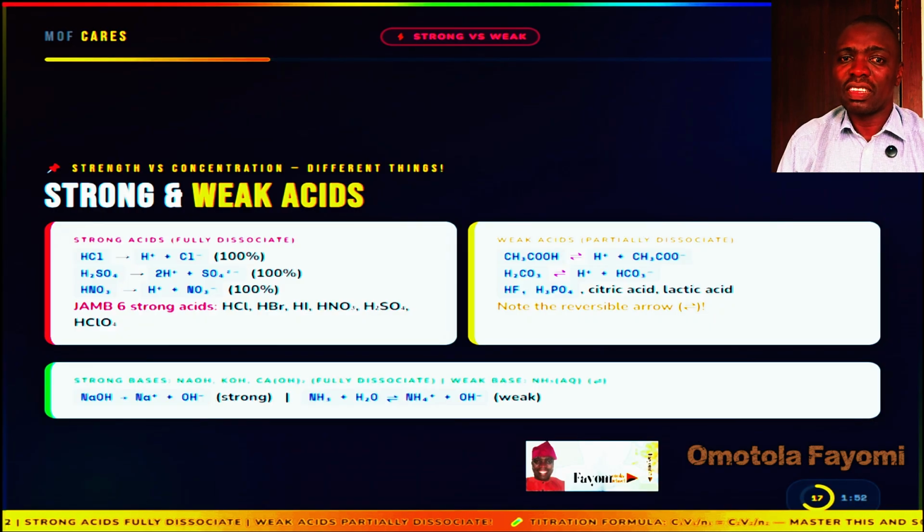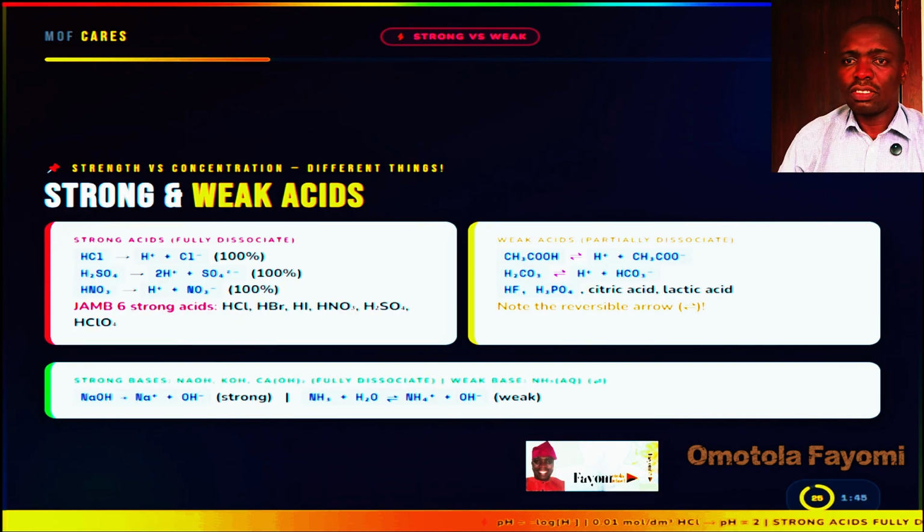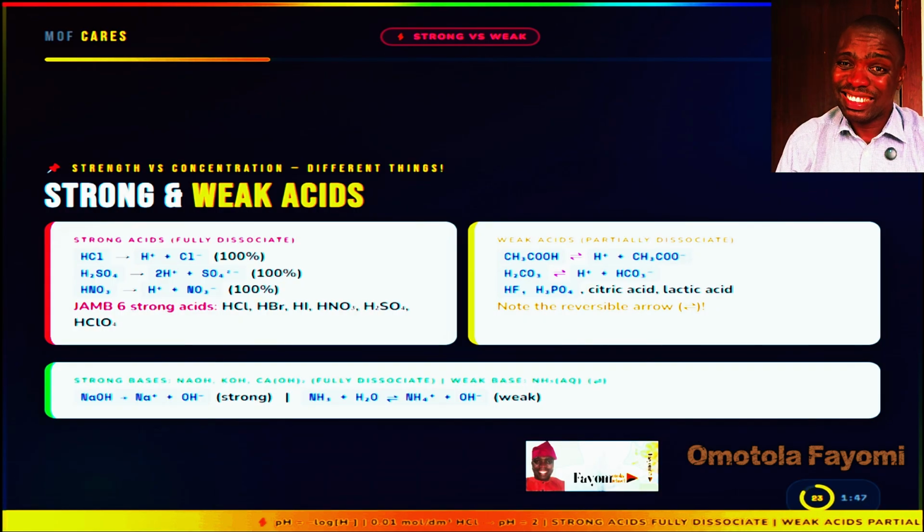Only about 1% of molecules break apart. The rest remain as molecules. This is why you see the reversible arrow in their equation. Strong bases, sodium hydroxide, KOH, calcium hydroxide, fully dissociate. Weak base, ammonia in water. Reversible reaction, partial ionization. The JAMB trap is that strong does not mean concentrated.